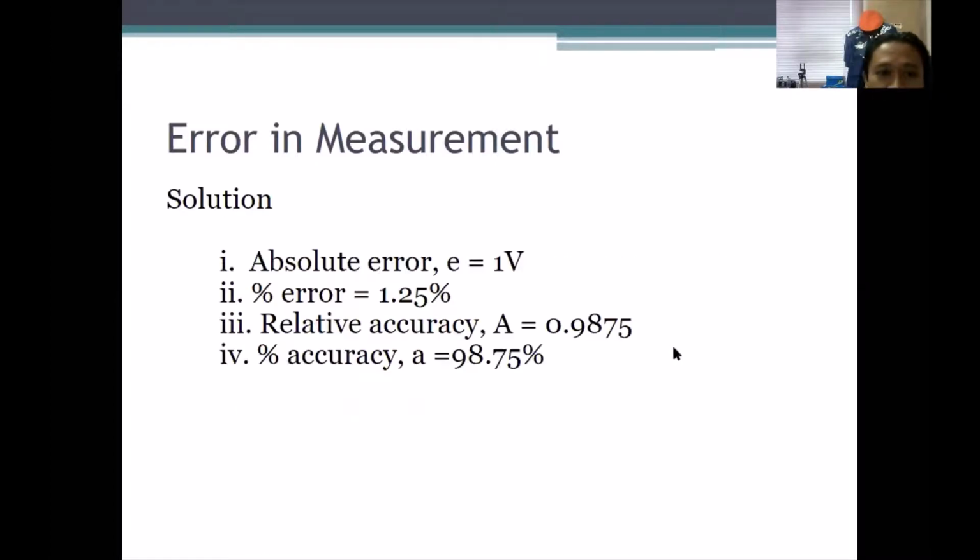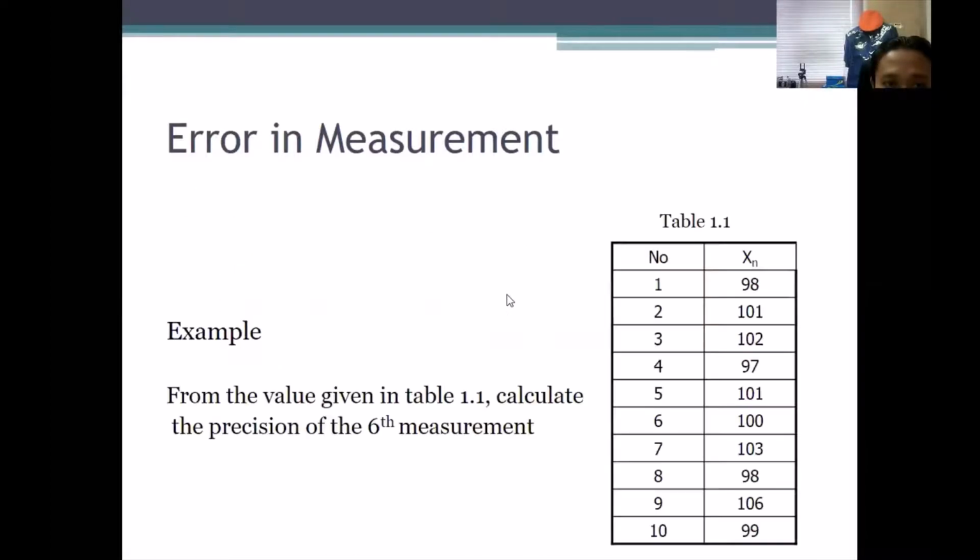Okay, so there is a solution, you can check the answer. So next, maybe you can try another one. This one: from the values given in table 1.1, calculate the precision of the sixth measurement.